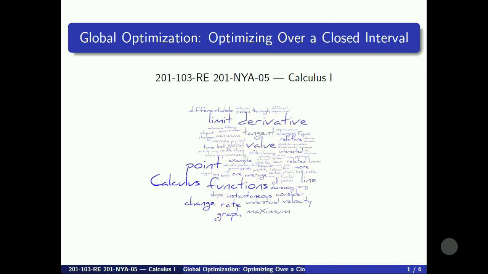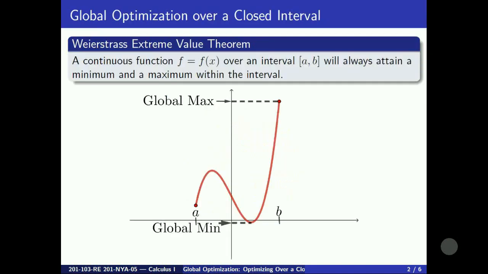Hi, in this video we consider a method that allows us to find the maximum or the minimum of a continuous function on a closed interval. There is a theorem in mathematics due to Weierstrass that says that a continuous function defined over a closed interval will always attain a minimum and a maximum within the interval. If you're wondering what a closed interval is, it is an interval that includes its endpoints.